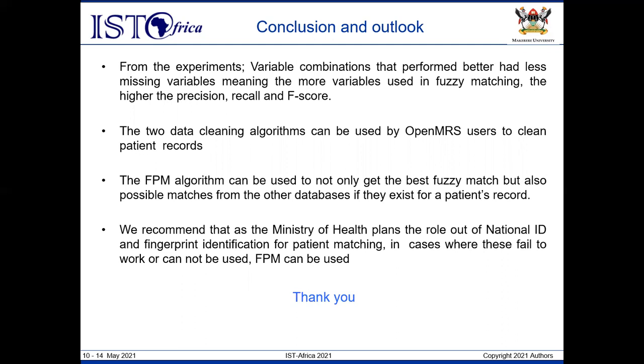So the FPM algorithm can be used to not only get the best fuzzy match, but other possible matches if they exist in the patient records. And therefore, we recommend that as the Ministry of Health in Uganda plans the rollout of a national ID and fingerprint identification for patient matching, in cases where these fail to work, fuzzy patient matching can be used.